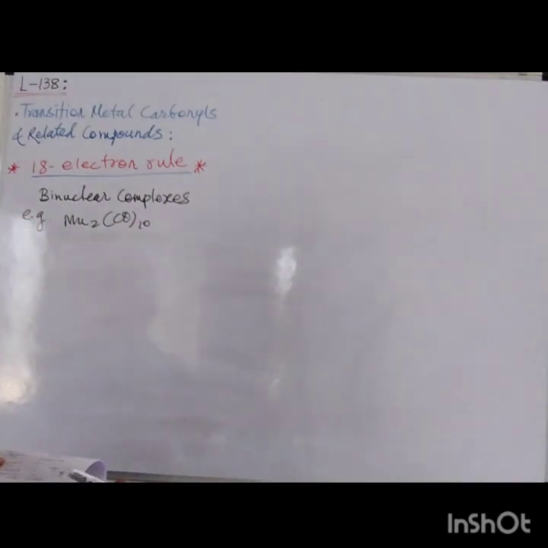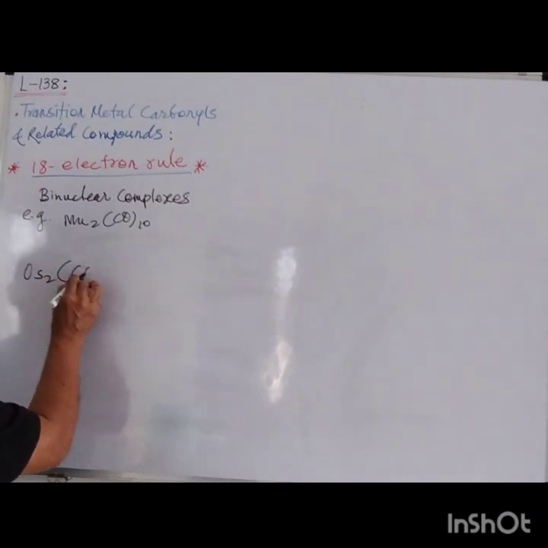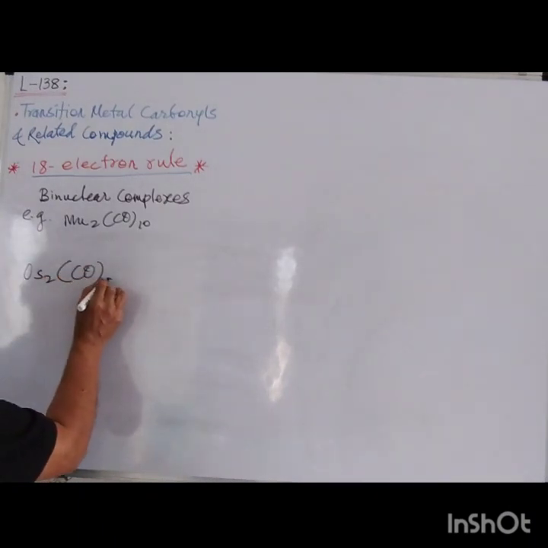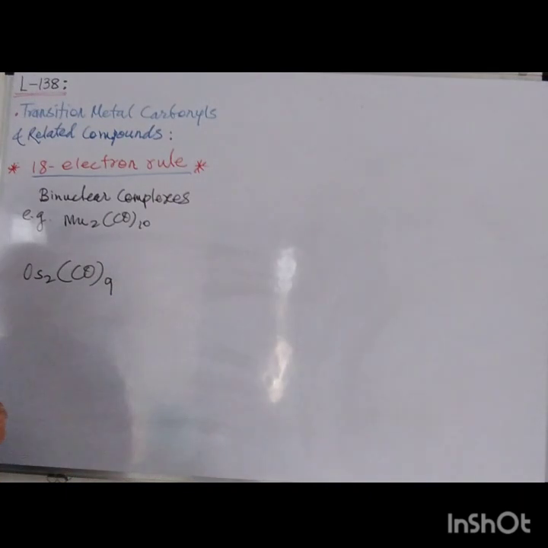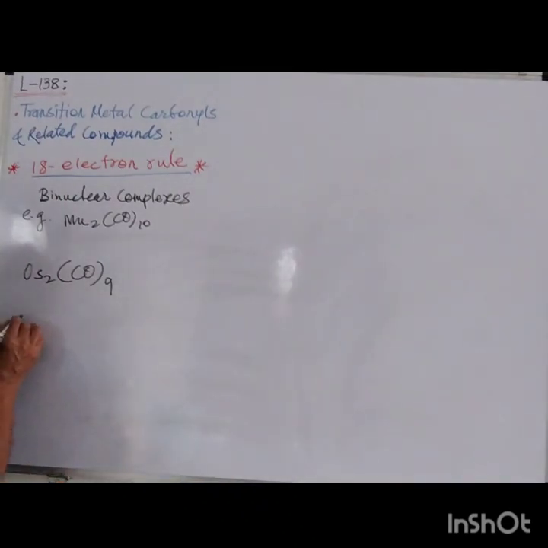Then second example is Os2(CO)9, that is osmium. Here the osmium has valence electrons. So valence electrons of osmium are 8.